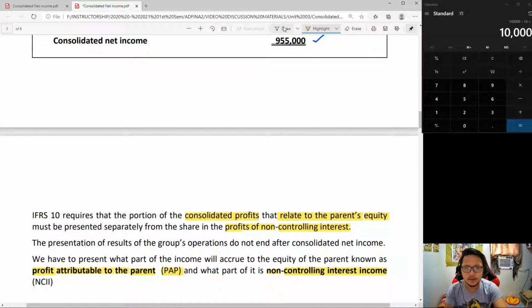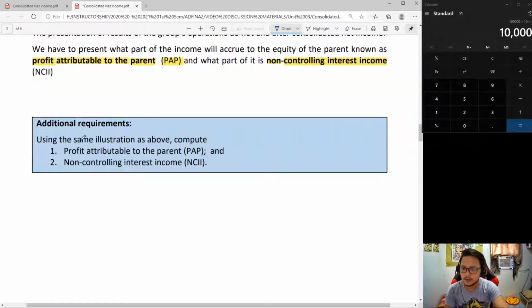So ikaw daw, consolidated net income, what part of you will go to the parent and what part will go to NCI income. Consolidated net income will be divided as follows. Profit attributable to parent and NCII, which is our requirement for this additional requirement set. Using the same illustration as above, compute profit attributable to parent and NCII.